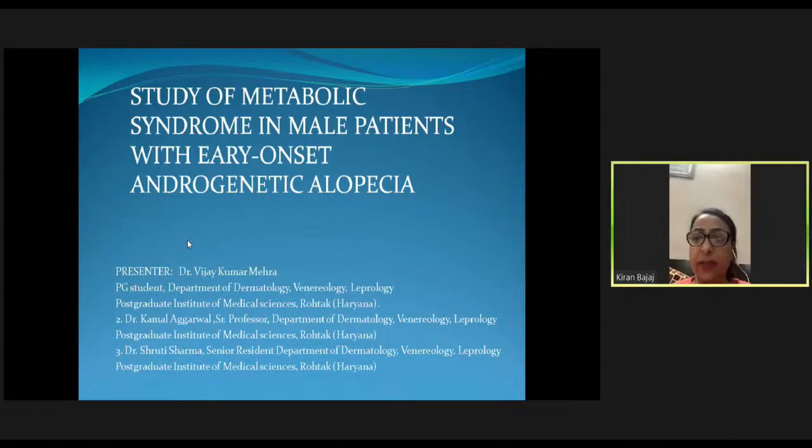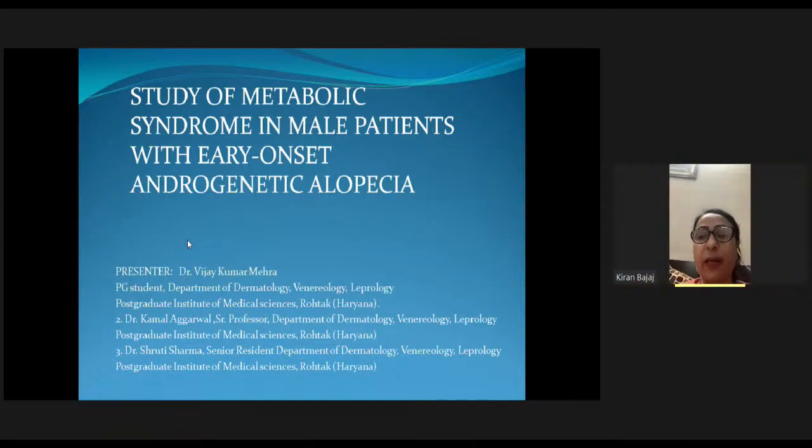So Dr. Vijay Kumar Mehra is a third-year resident at PGIMS Rohtak. Today he will be presenting a study of metabolic syndrome in male patients with early onset androgenetic alopecia.